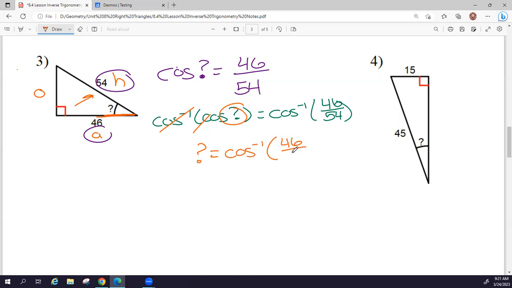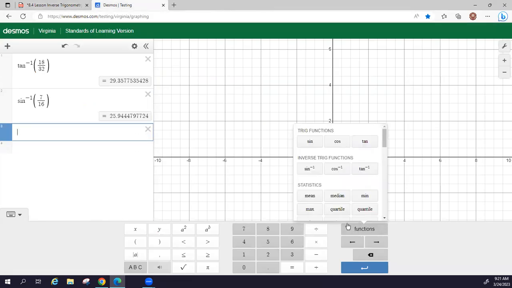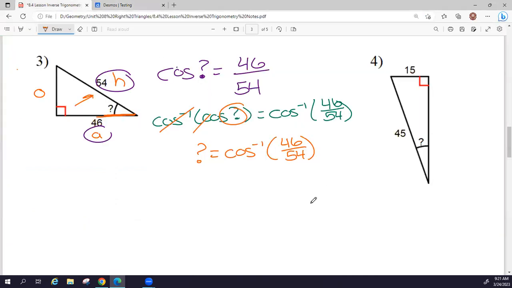And on the right side, that is something we can use Desmos to help us find. This represents a degree measure. We just need to ask the calculator to tell us what it is. So we're doing the cosine inverse of 46 over 54. And we're getting, we'll call it 31.6 degrees.